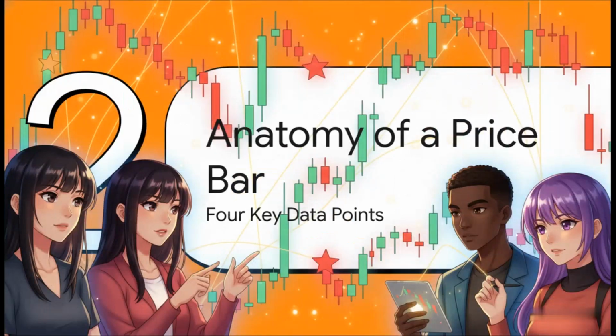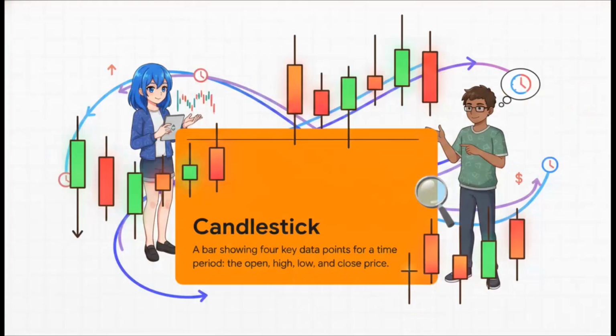So, if every candle is a word, let's figure out how to spell it, right? That brings us to the anatomy of a price bar. And here's the best part. Every single candlestick, no matter how weird it looks, big, small, green, red, is built from the exact same 4 pieces of information. Just 4. So, what is a candlestick? It's really just a visual snapshot of what the price did over a certain amount of time. Could be a minute, could be an hour, could be a whole day. But no matter what, it's always showing you those same 4 key things: the open price, the high price, the low price, and the close price.